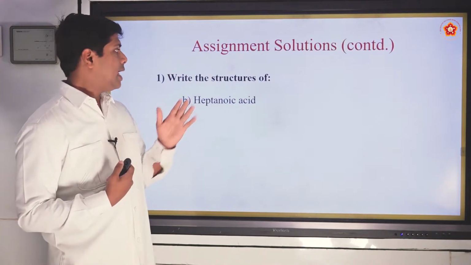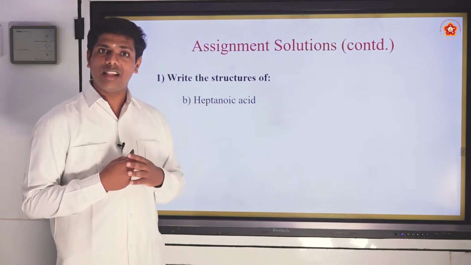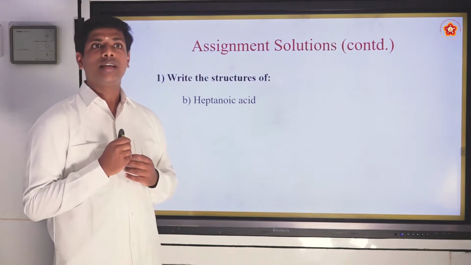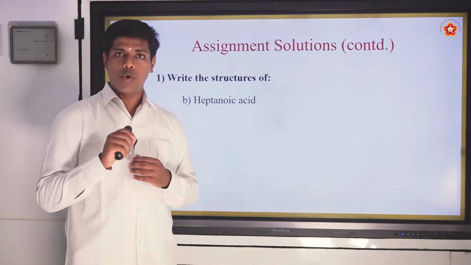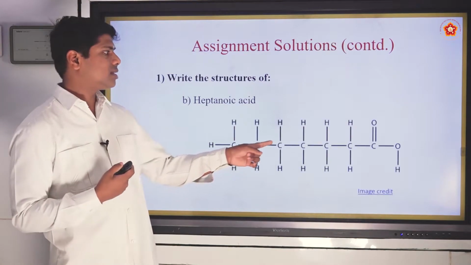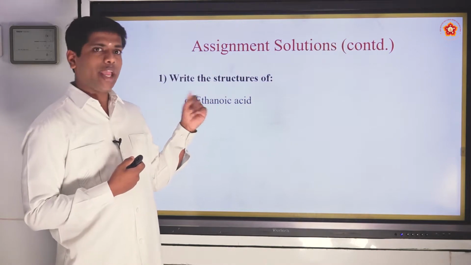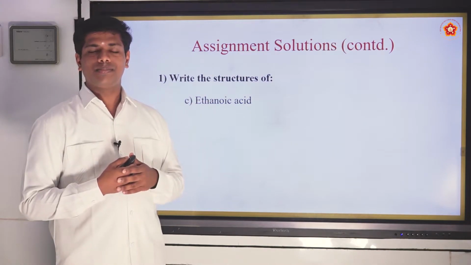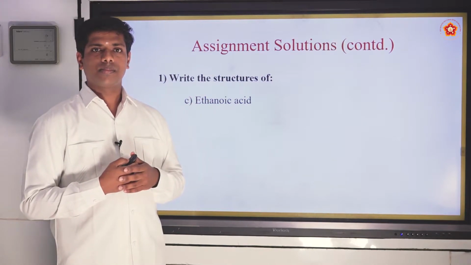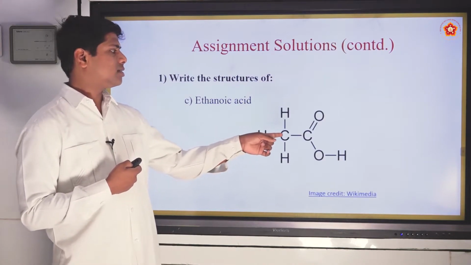Next, ethanoic acid. What is the functional group present in ethanoic acid, children? Yes, good. That is carboxylic acid, the COOH group. This is the structure of ethanoic acid.